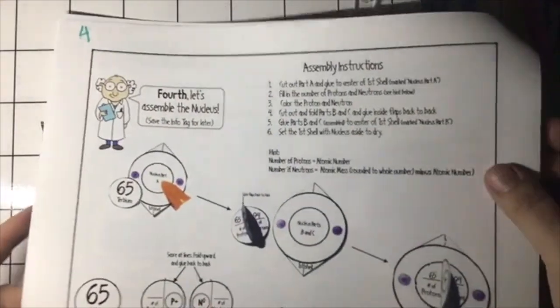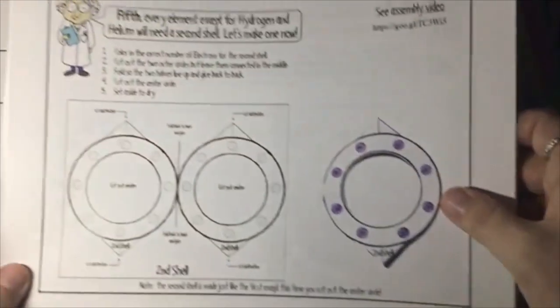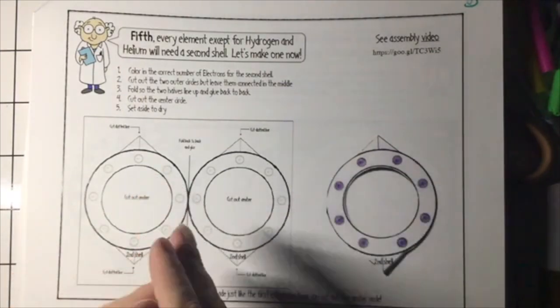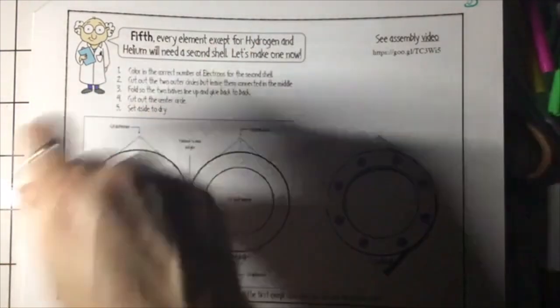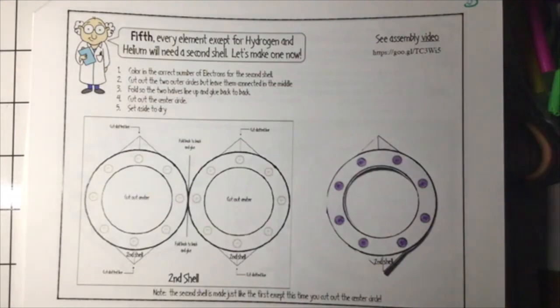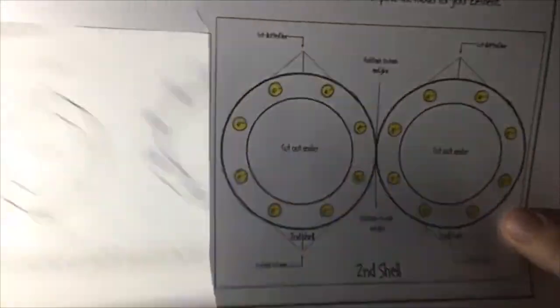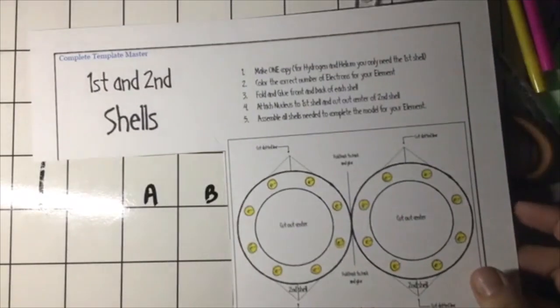So we just finished with this page. So we're going to flip to the next one, which looks like this. Okay. So every element on the periodic table except for hydrogen and helium will need a second shell. So that definitely includes argon then. So we're going to go ahead and make that second shell. So the second shell will be on the same page where we cut out that first shell. Okay. So the page you should have looks like this.